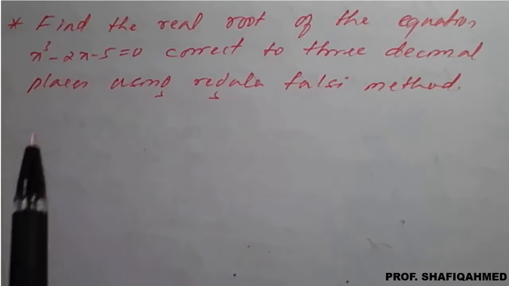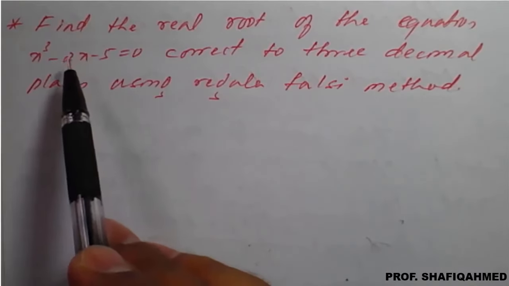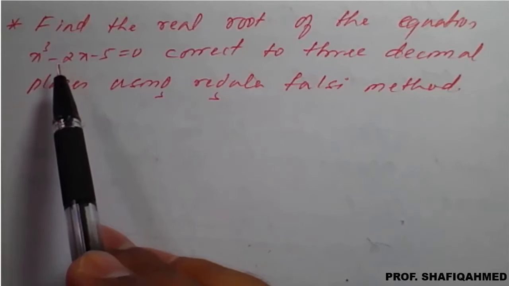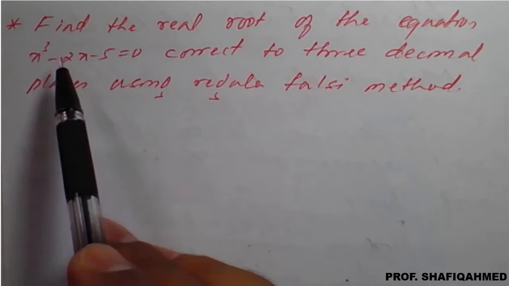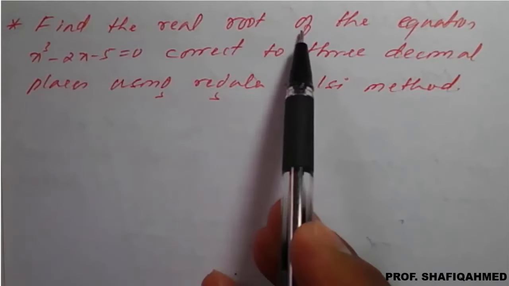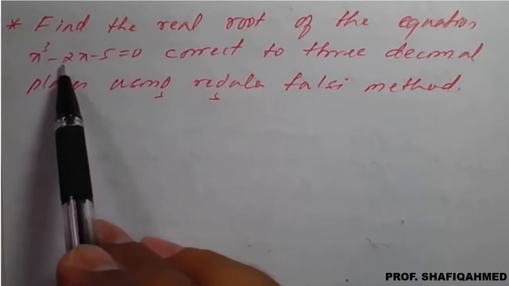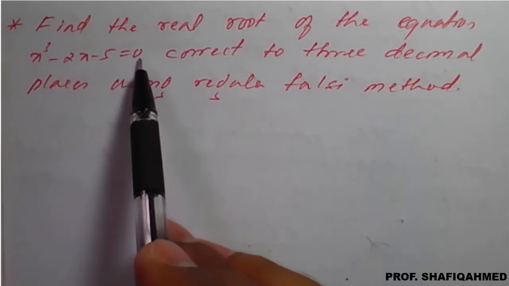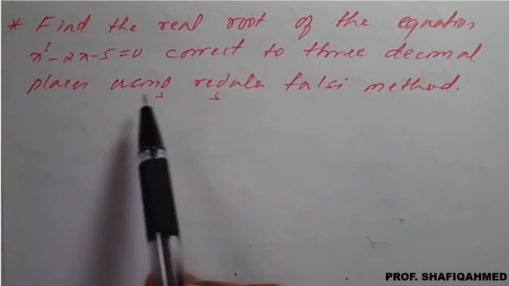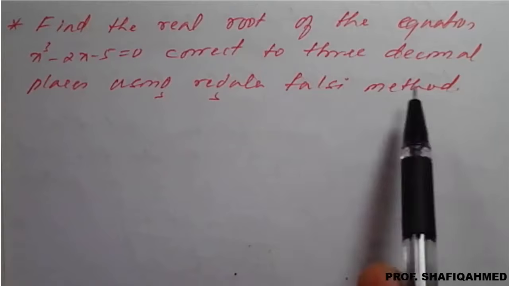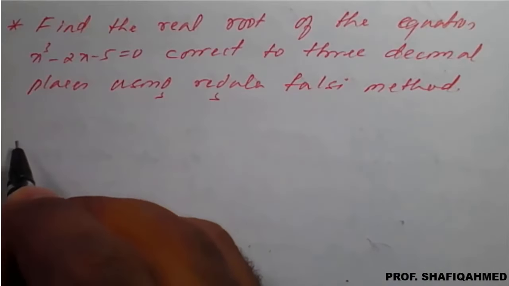Hello students, in today's lecture we'll see a problem on the regula falsi method under numerical methods. Find the real root of the equation x cube minus 2x minus 5 equal to 0 correct to 3 decimal places using the regula falsi method. Solution.